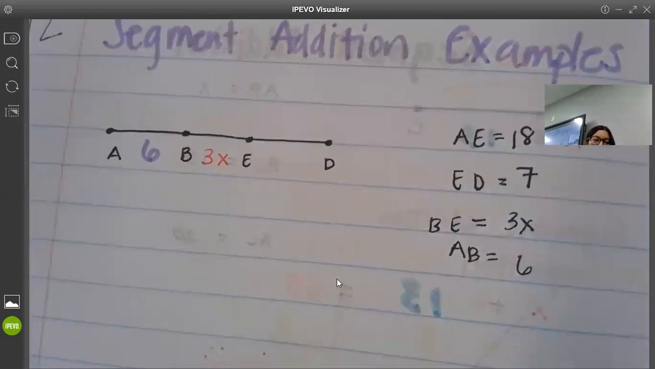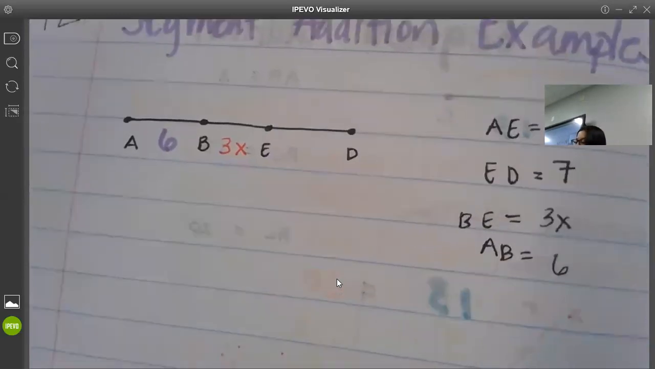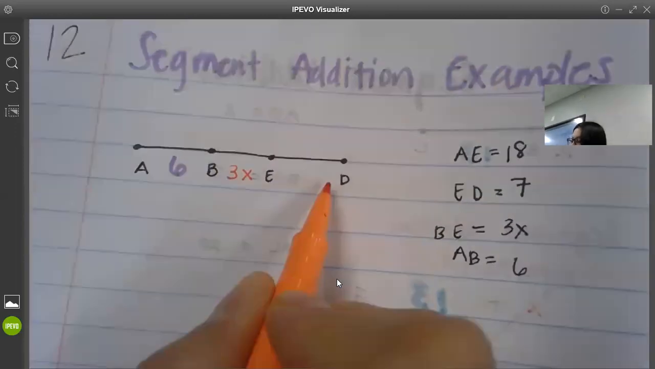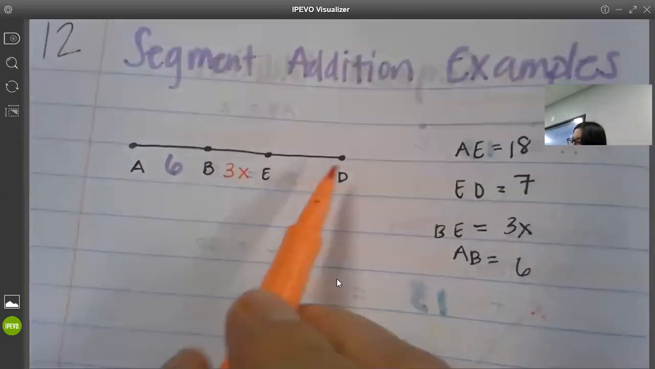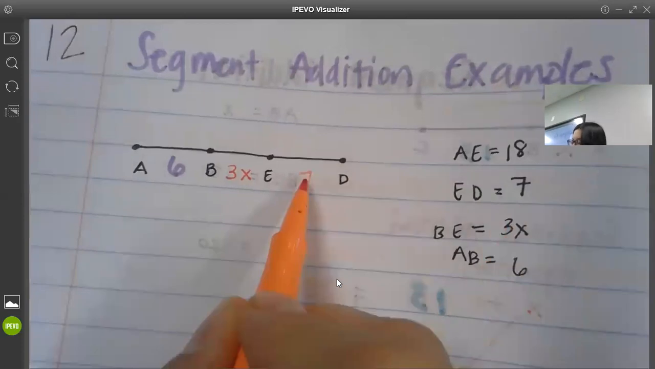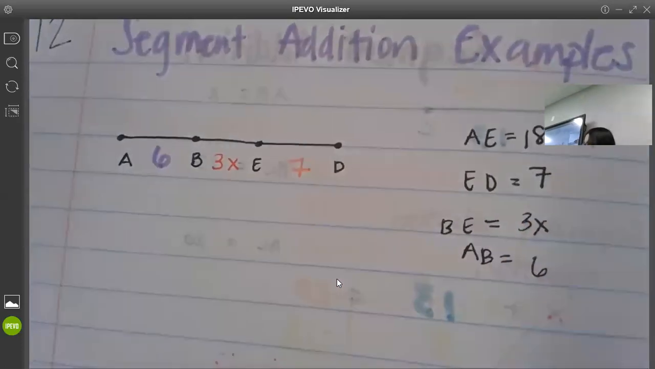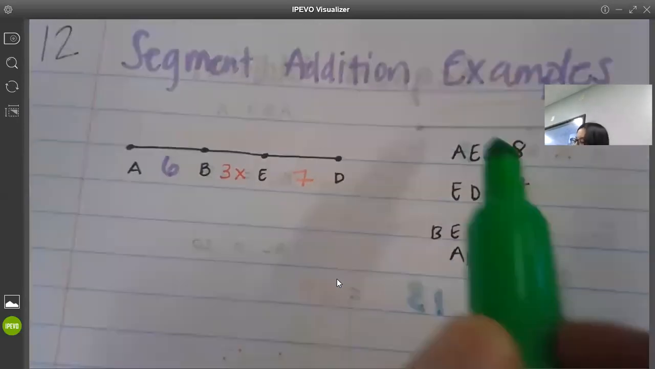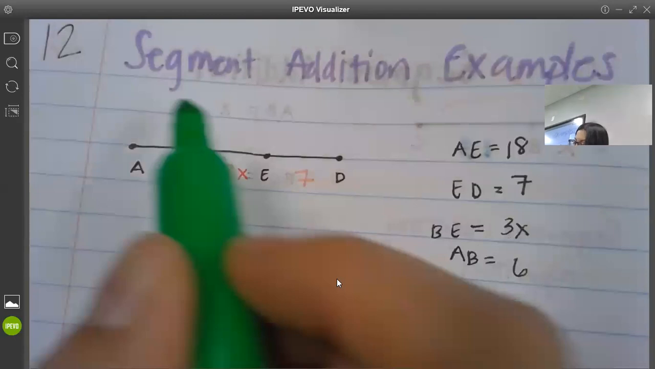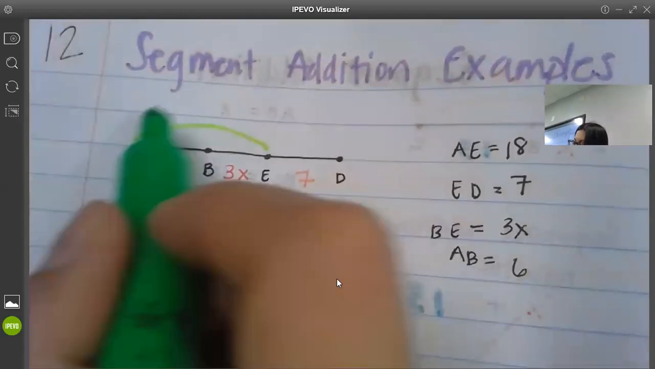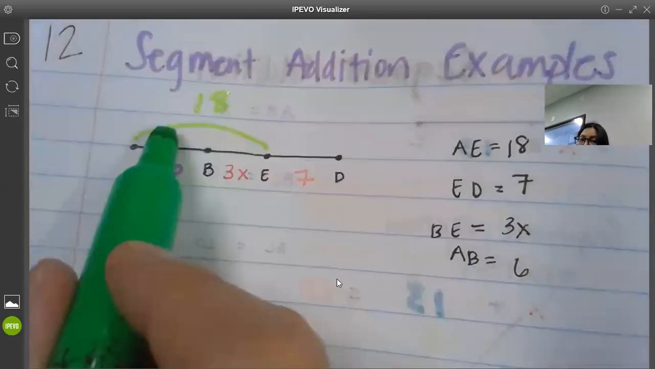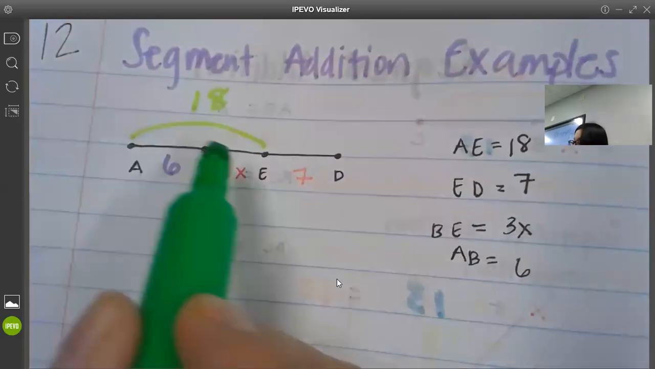That's why I want to show you. So the last part, from E to D, is how long? ED? Yeah. All right. Now be careful with this one because some people didn't have this one. The AE. Make sure that you show me this whole, from A to E is 18.